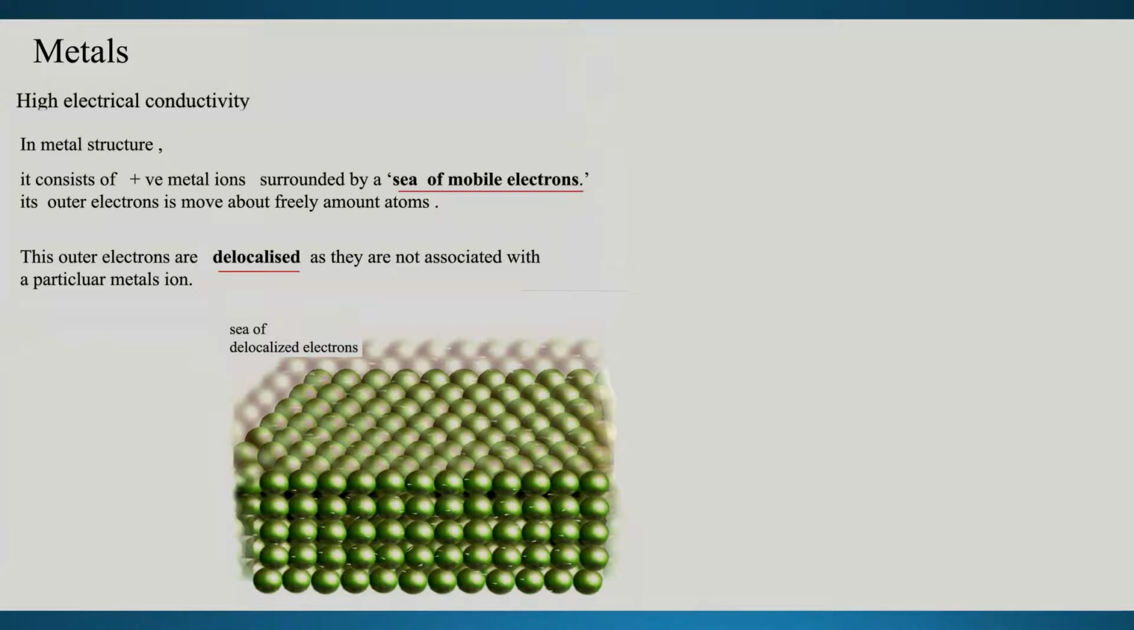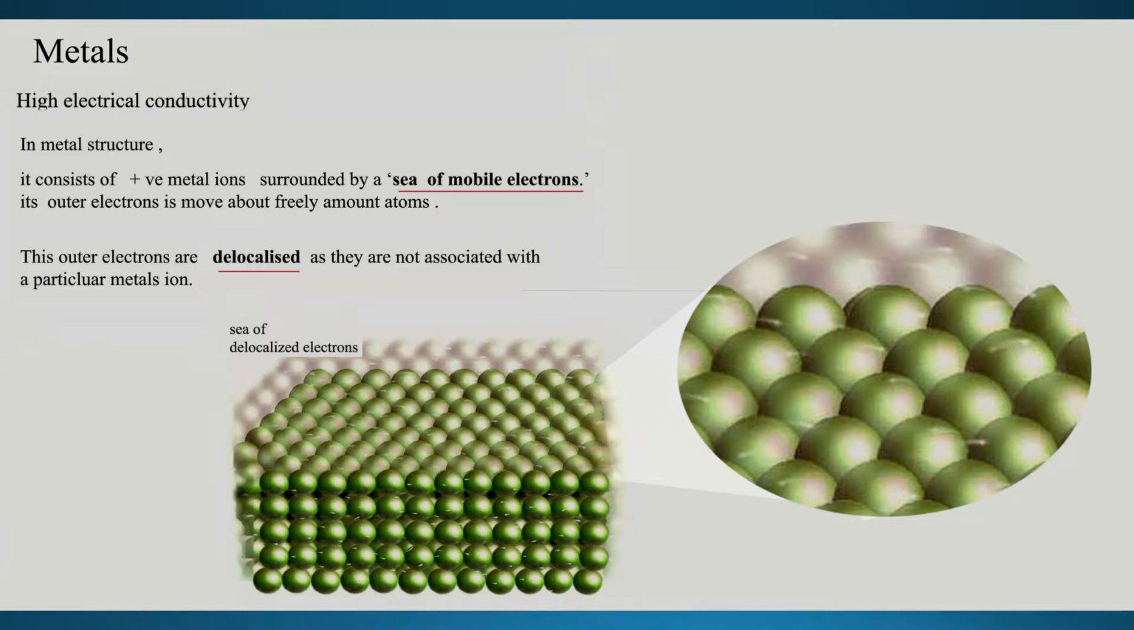Now, what do I mean by delocalized? What do I mean by a sea of mobile electrons? If you look at the picture in a bit more detail, on the metal ions you will see there are a lot of white dots that represent the electron movement.